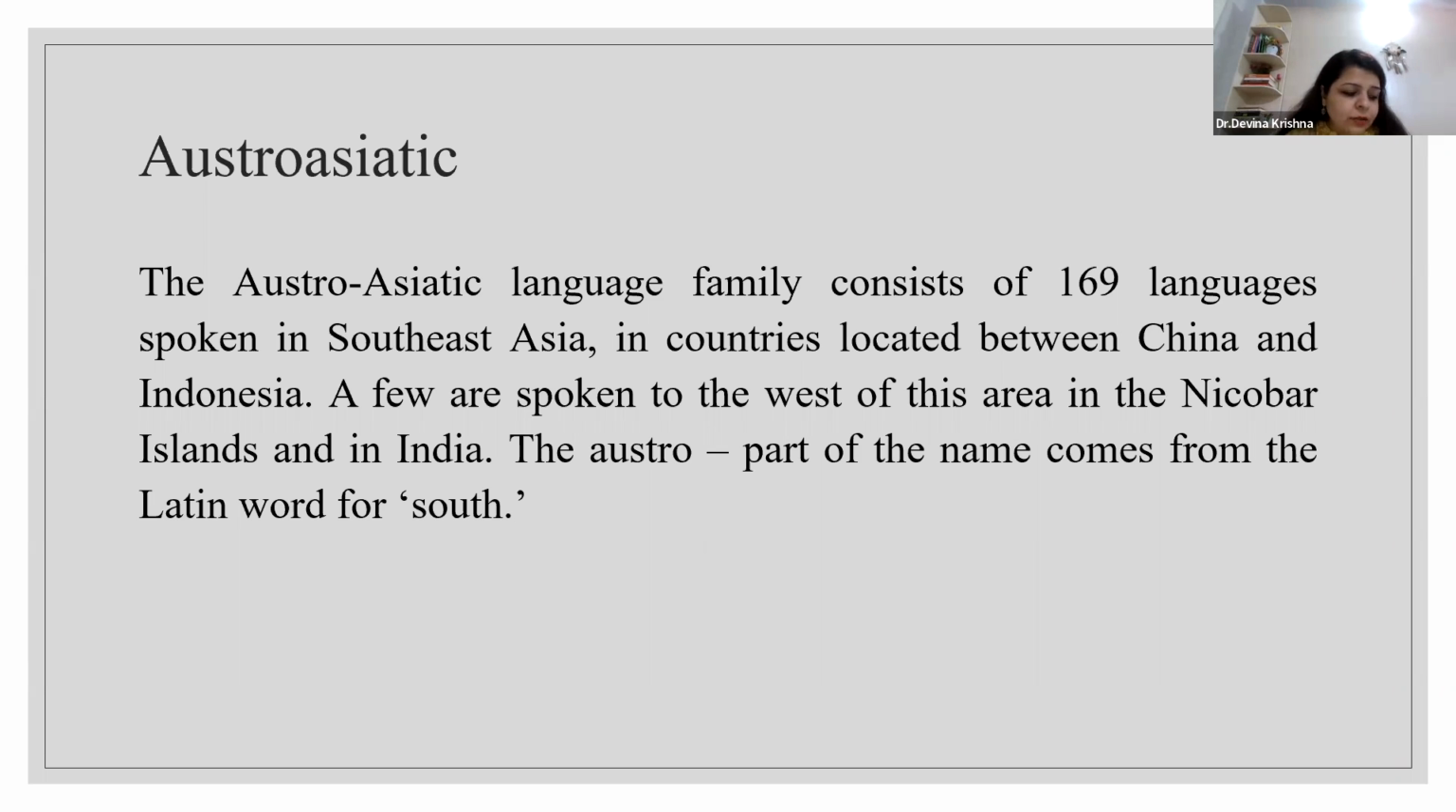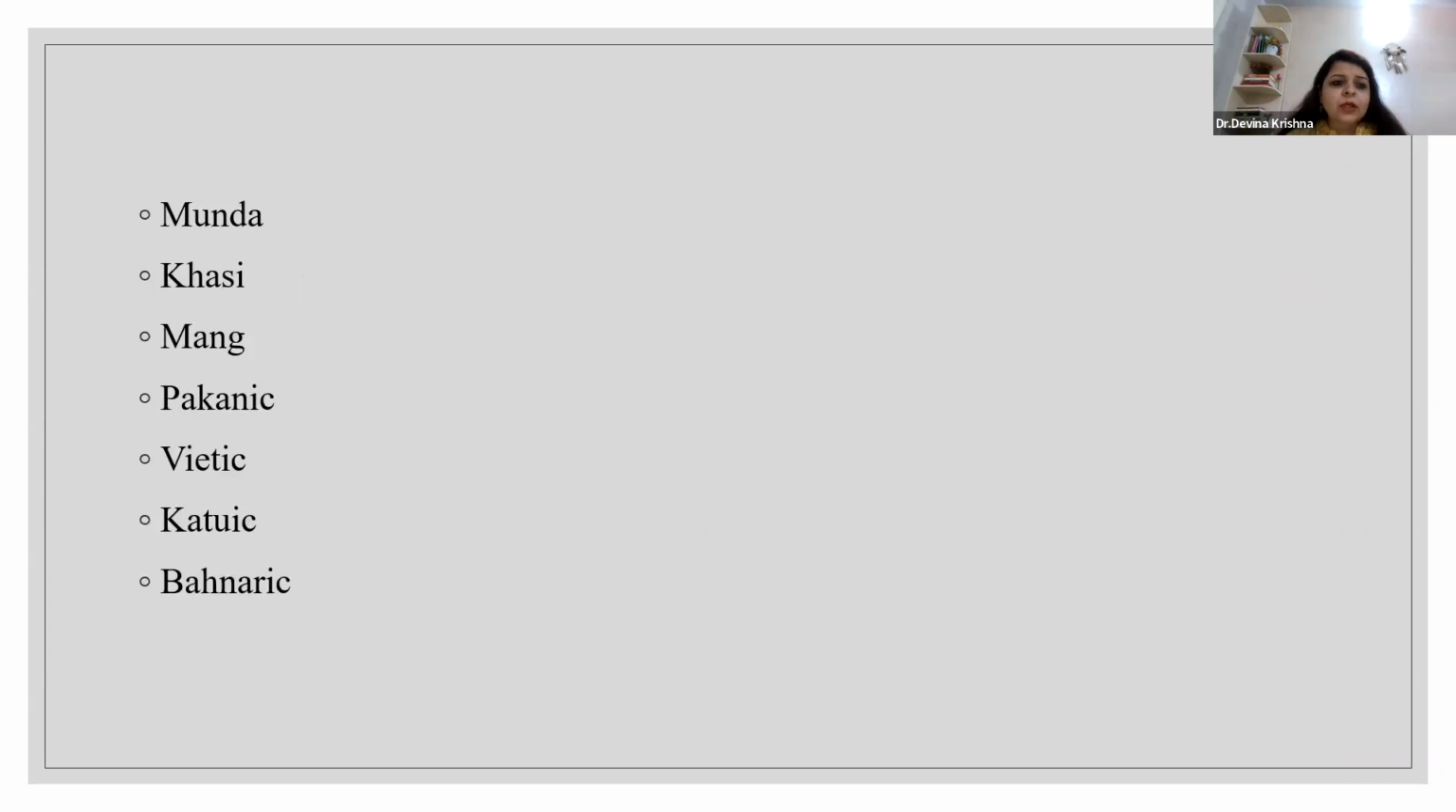Then we have Santhali, which is a major Munda language listed in the 8th Schedule, while Khasi occupies a prominent position among the Mon Khmer languages. Then we have Nicobarese languages with 5 varieties belonging to the Mon group. So it's a very old language family group. These are some of the languages: Munda, Khasi, Bang, Pakanik, Vaitik, Katuik, and Bhanarik.